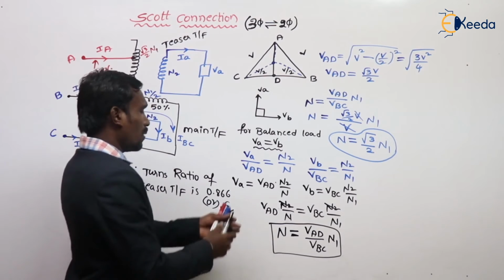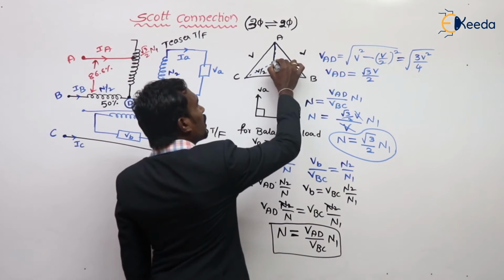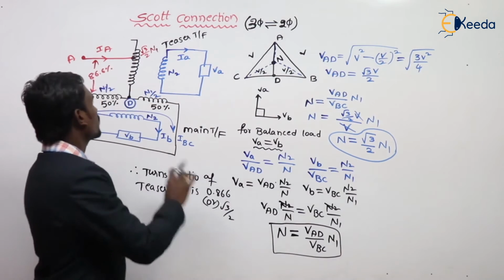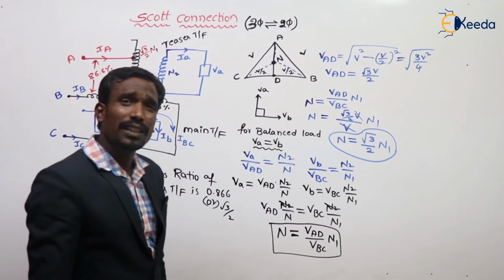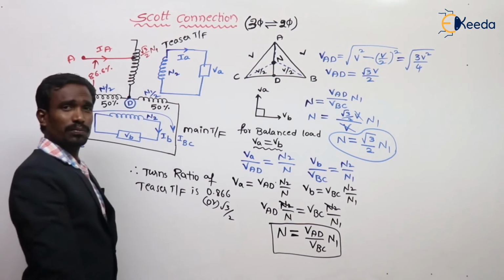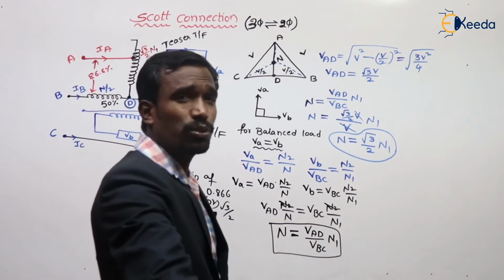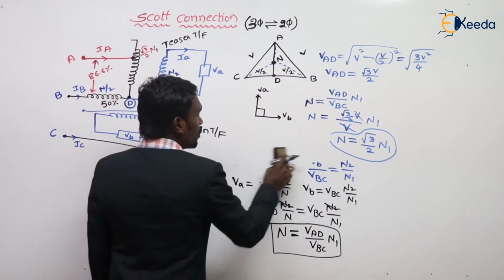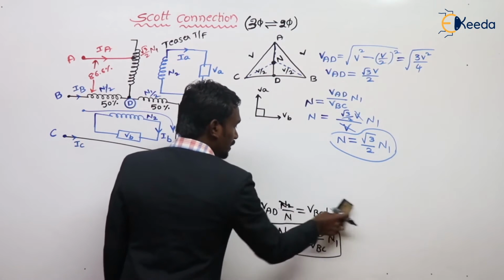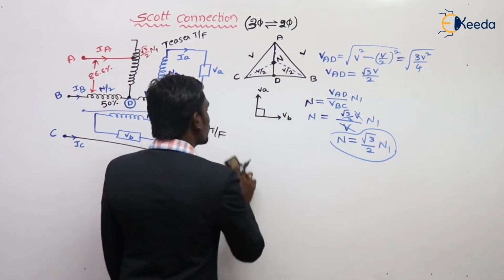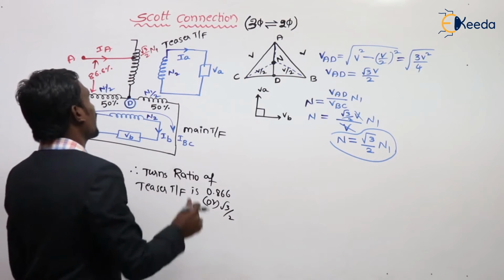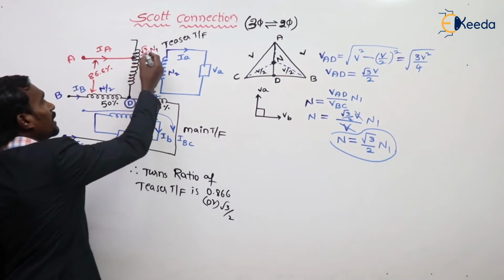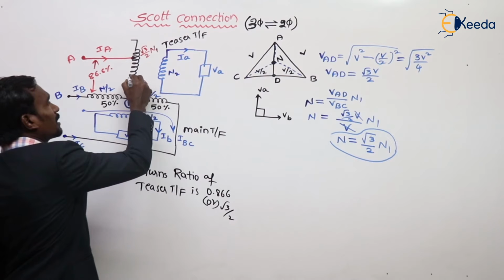Now I want this star neutral. Where do I have to take the neutral point in this diagram? Tell me in this diagram where I have to take the neutral point. Generally, the neutral should be taken to get the balanced input supply. For that, the neutral is placed on the teaser transformer.